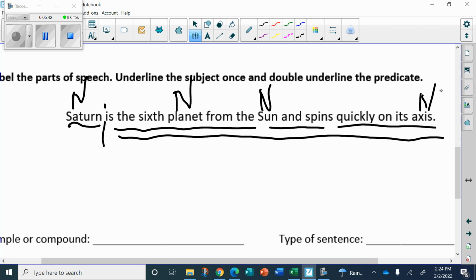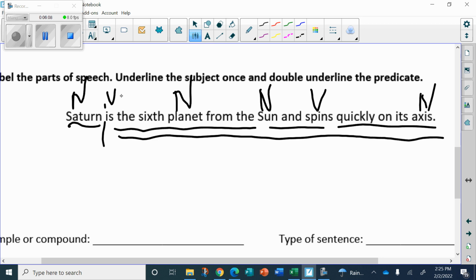Okay, now let's think. What are my verbs? Now be careful. We know that spins is because that's an action, but sometimes we have those linking verbs. Am, is, are, was, and were, looks, becomes, grows, and feels. Is a verb also. It's just a special linking verb. It's telling us what Saturn is.